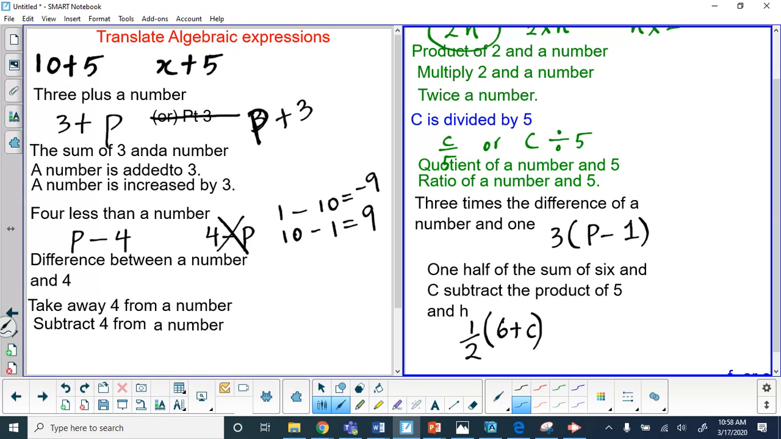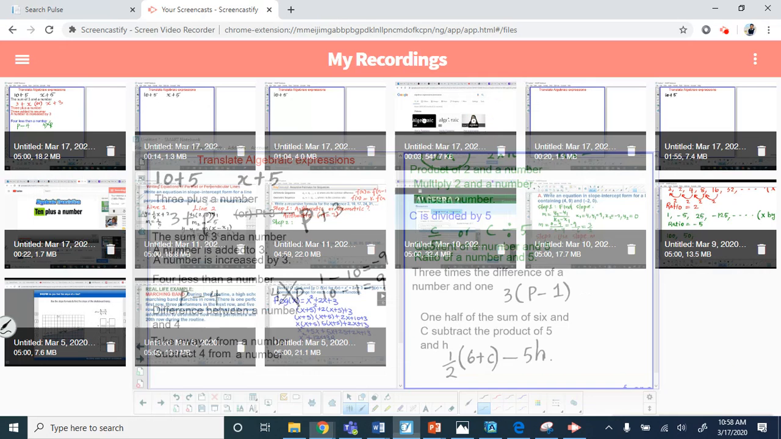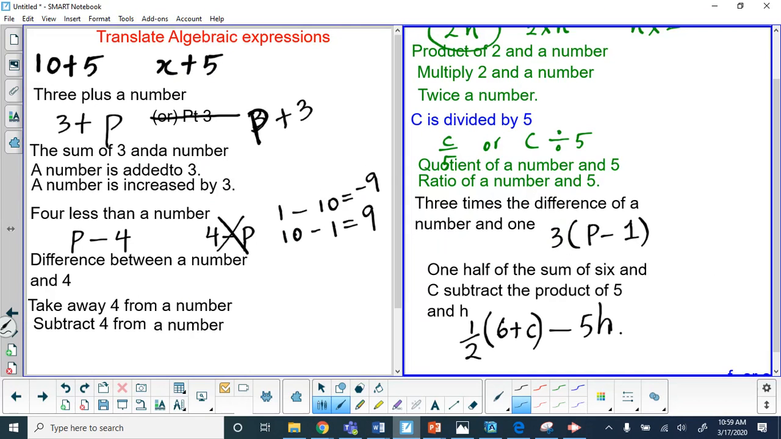Then subtract the product of 5 and H. Subtract. Product of 5 and H is simply 5H. And we are done. Alright? Now, having these examples, we are going to look at the assignment, the first assignment you are given in the next page.